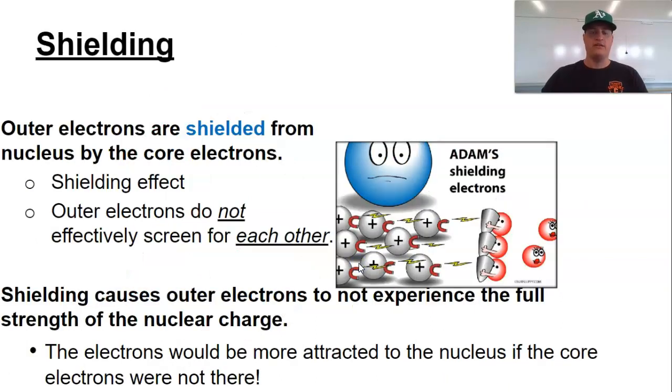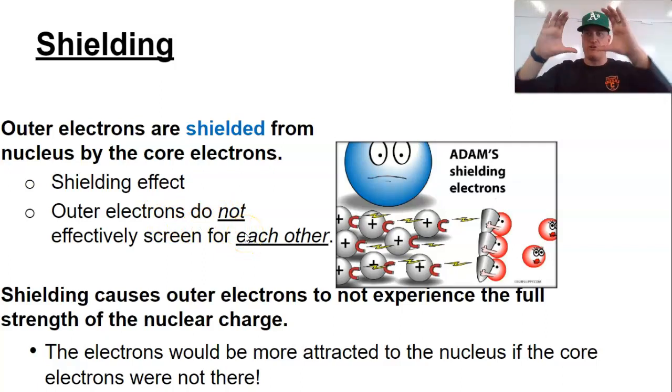Now, shielding. Some electrons on the outside are shielded by what are called core electrons. Outer electrons are often called valence electrons. Core electrons are inner electrons. So the inner electrons create a shielding effect. They prevent the outer electrons from being attracted so much. Outer electrons really don't screen for each other because they're on the outer edge of the atom. So they can't really get in each other's way if they're just next to each other. Because remember, what they're attracted to is the center nucleus.